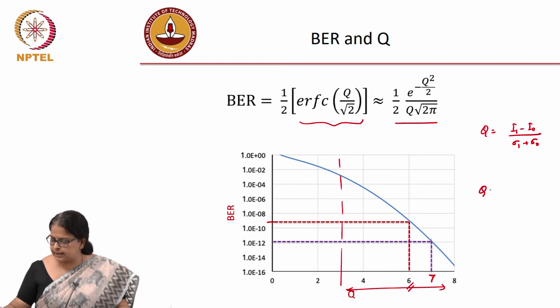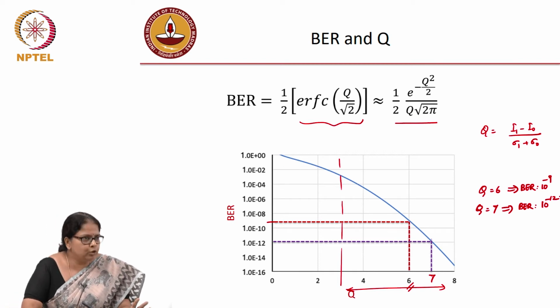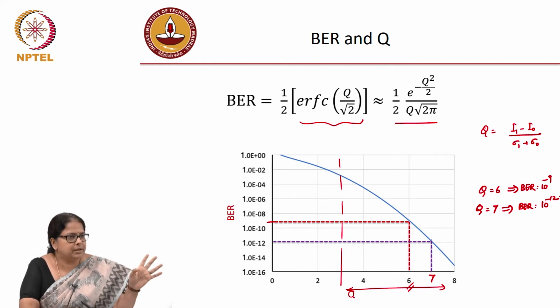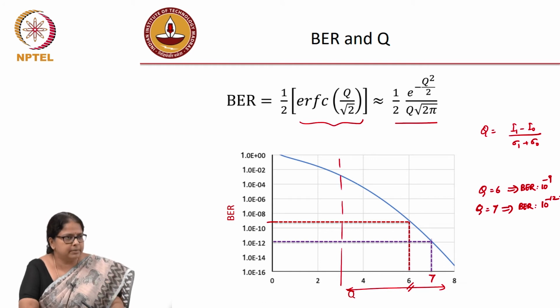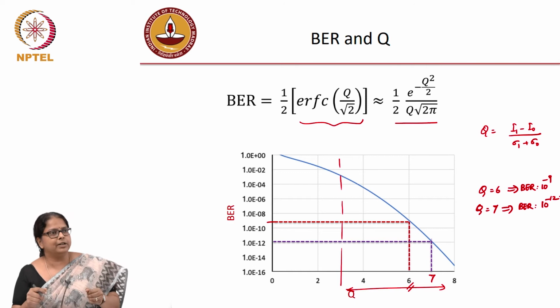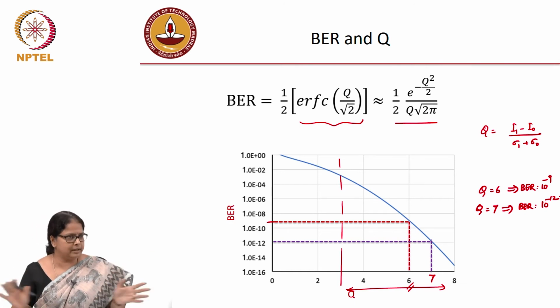Q equal to 6 implies a BER of 10 power minus 9. Q equal to 7 implies a BER of 10 power minus 12. So a practicing communication engineer is just going to measure Q, and if it is lying between 6 and 7, he says, okay, this system is accepted because the BER ought to be this number. You don't have to make a decision for 10 power 12 or 10 power 13 bits and then find out the number of errors, nothing of that sort is required.